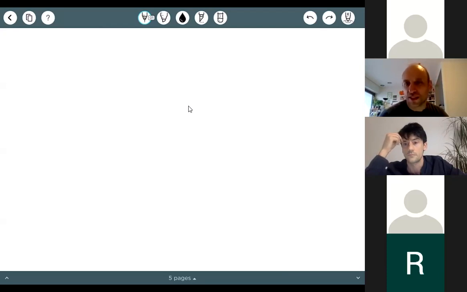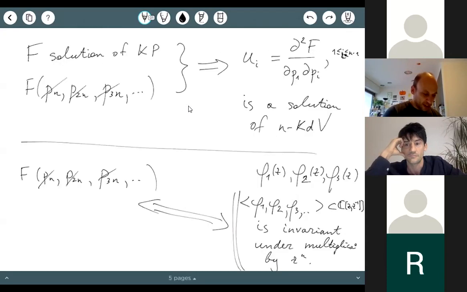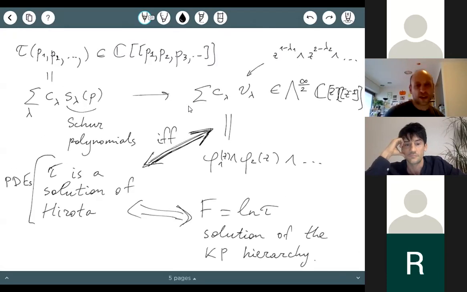So this is the Krichever approach, right? So it's the same actually. So you construct the tau function. Yeah, tau function, but in another way, without this factorization. Actually, here I wanted to ask a question.